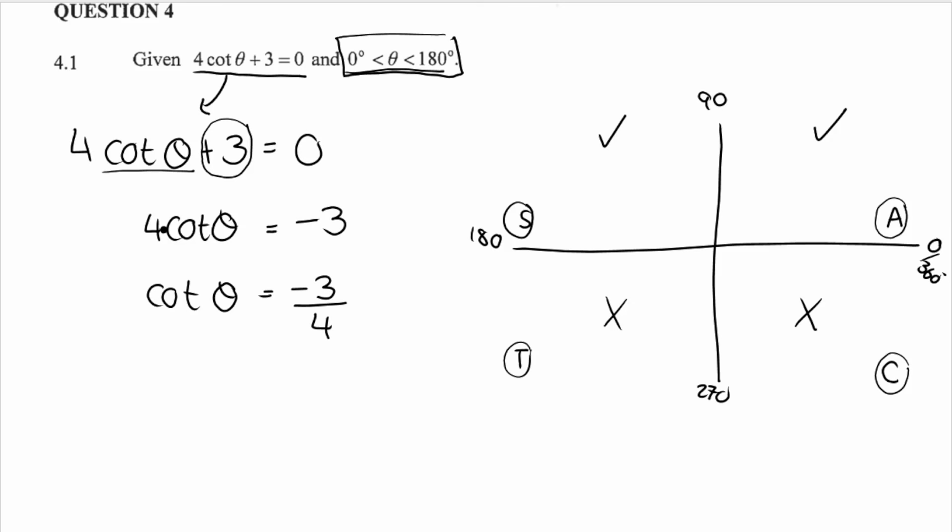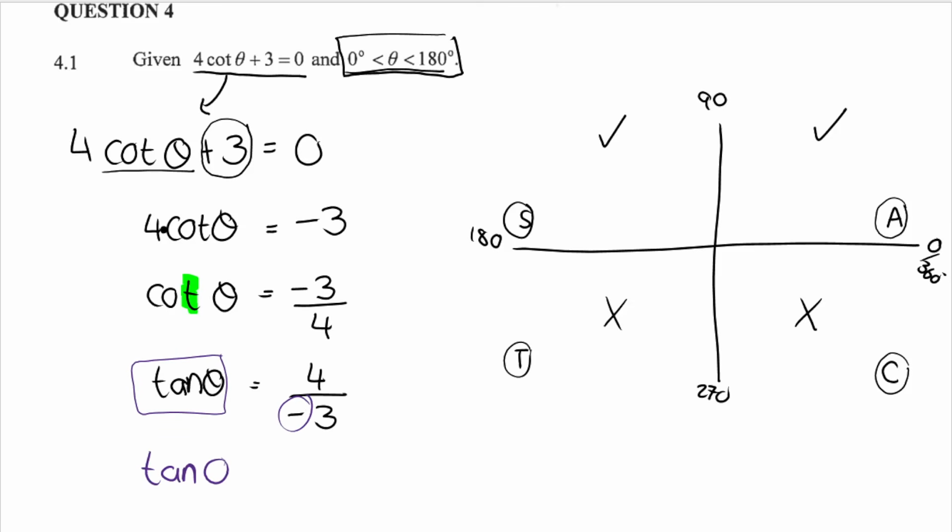But as you know, cot is one of my reciprocals. I'm not going to work with cot. I need to work with its reciprocal. Now, how I remember that this is the reciprocal, the third letter is T. So cot is the reciprocal of tan. So reciprocal of cot theta is tan theta. And remember, because it's a reciprocal, it means that we must flip this fraction over. 4 over negative 3. So what this is telling me is that my tan is negative. Okay, we got tan of theta is equal to negative 4 over 3.